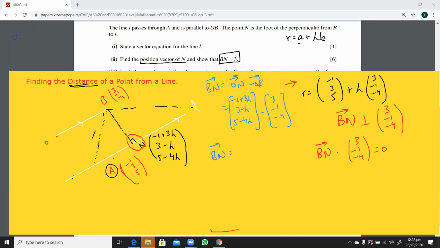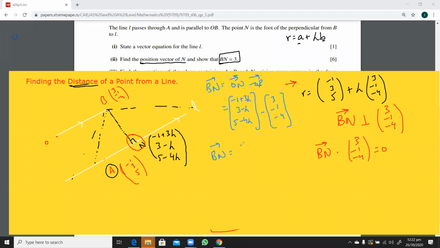In general, you can take any point on the line with the coordinates in terms of lambda. So a specific value of lambda would tell you what that point actually is, where it is located, okay? We are not clear right now what this lambda is. So we're going to find that lambda using the fact that BN is perpendicular to this line L, and we'll use that dot product to determine the value of lambda, okay?